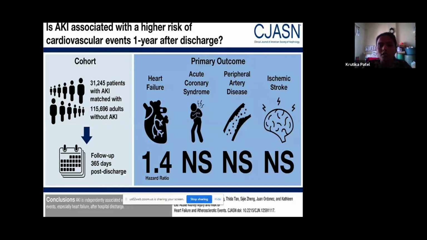After 1 year, they found primary outcomes: heart failure, acute coronary syndrome, peripheral arterial disease, and ischemic stroke. These are all primary outcomes. Among the four of them, the hazard ratio of heart failure is 1.4. So we can conclude that AKI is independently associated with this event, especially heart failure after discharge.